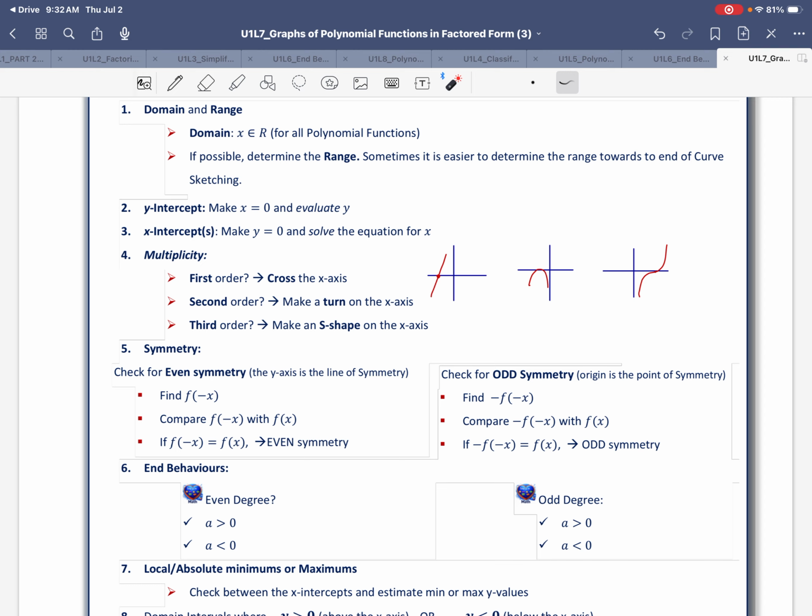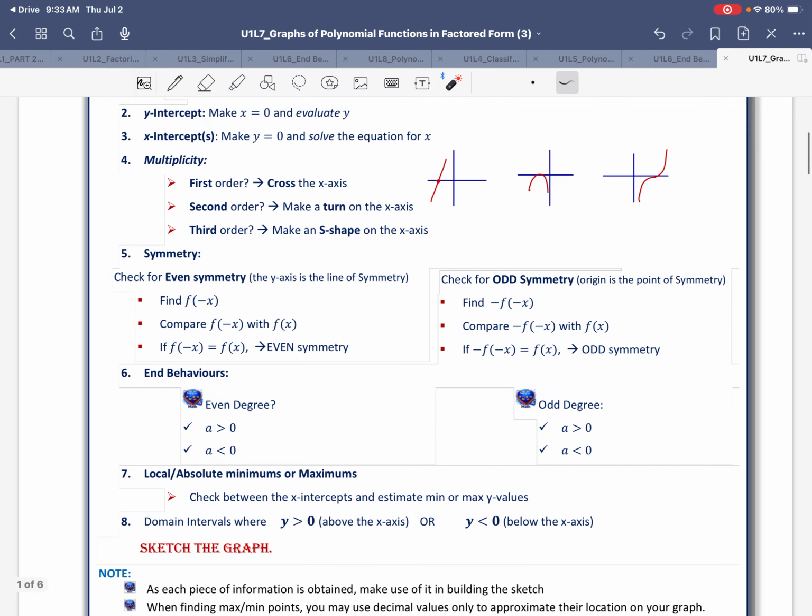Next, we'll determine the end behavior. For even degree polynomial functions, the end behavior will depend on the leading coefficient, whether it is positive or negative. If the leading coefficient is positive, then at both left and right end, the graph will head to positive infinity, so the y values will approach positive infinity. If the leading coefficient a is negative, then the graph will open down, and at both ends, left and right, the y values will approach negative infinity.